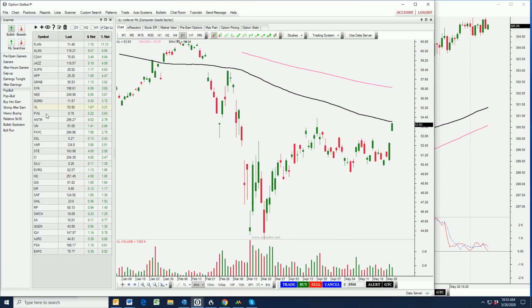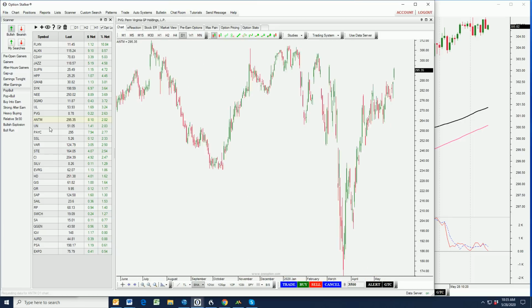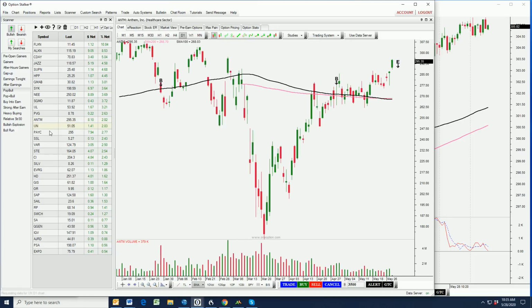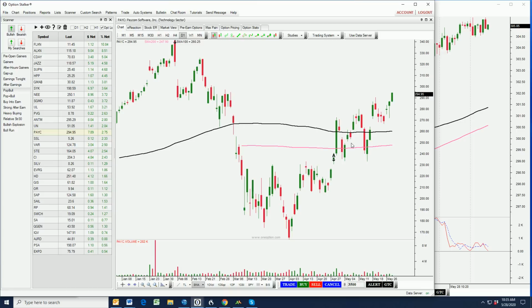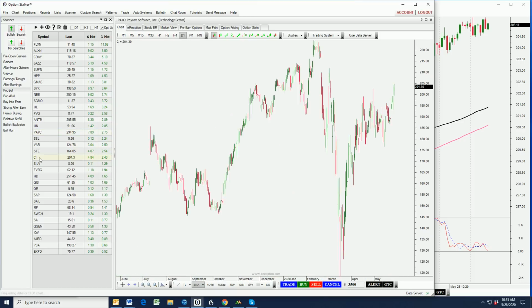SOMO, really good strength there. UL, trying to get through that 100-day moving average right there. PVG, not too interested there. Nothing too good there. This is interesting, a little bit choppy, but getting through horizontal resistance and bouncing off that 100-day moving average, so I like that.